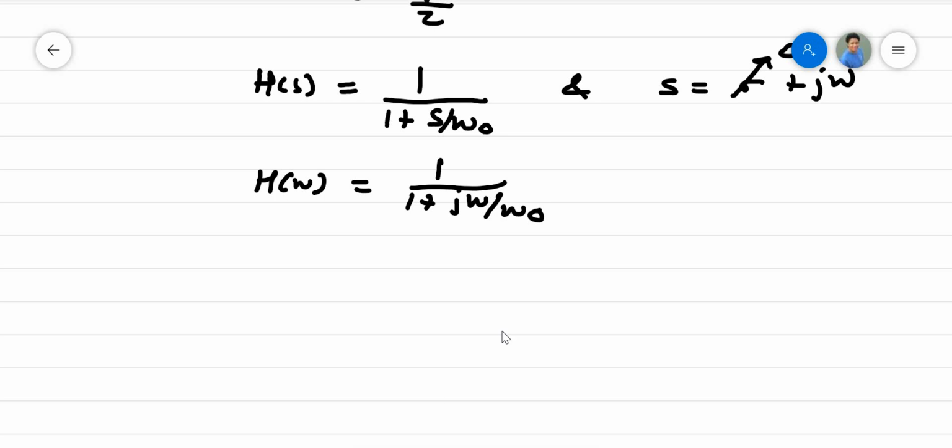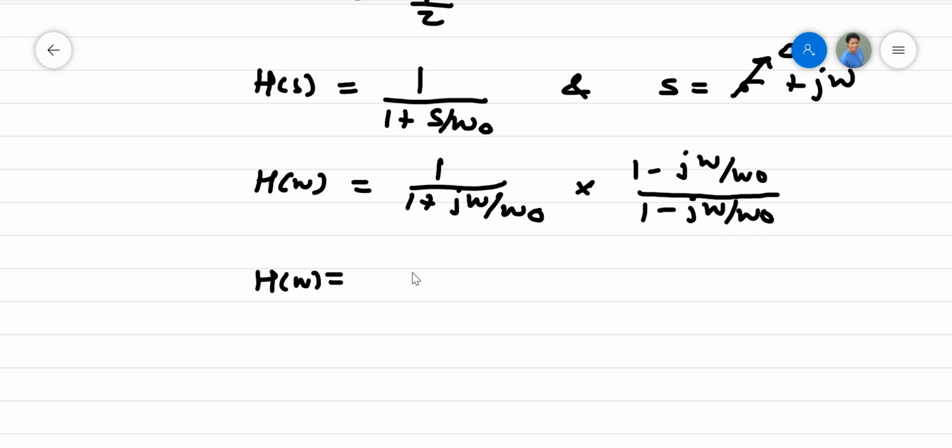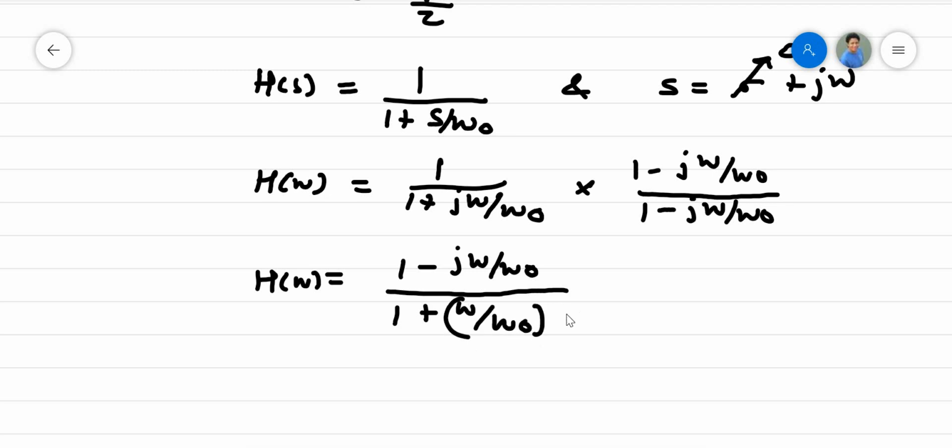Now we have obtained this transfer function in terms of frequency, and we know it's a low pass filter. We will plot it and we will see that also. But first we want to find its magnitude, right? Because from the magnitude we will find out whether it is a low pass filter or not. To find the magnitude, we multiply by 1 minus j omega by omega naught over 1 minus j omega by omega naught. So it will lead to 1 minus j omega by omega naught over 1 plus (omega by omega naught) squared.